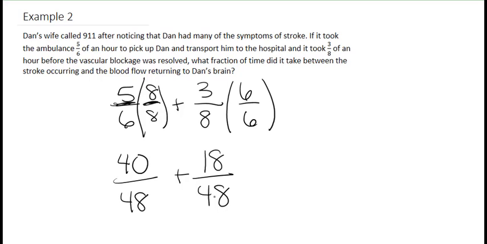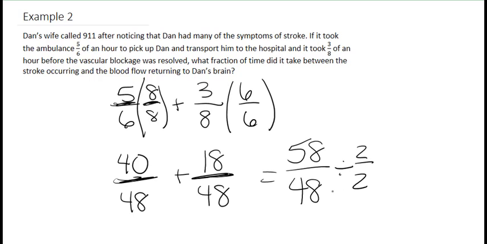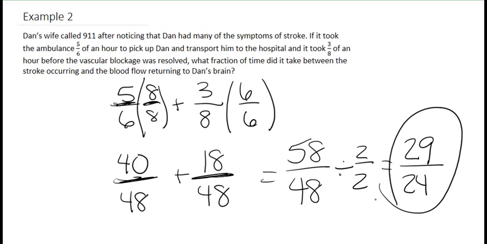Now that we have the same common denominator, we can now add. So 40 plus 18 is equal to 58 over 48. Now we notice that both these terms can be reduced because they're both even. So let's just go ahead and divide by 2 on top and bottom. So 58 divided by 2 is equal to 29, and 48 divided by 2 is equal to 24. So this is our final answer.